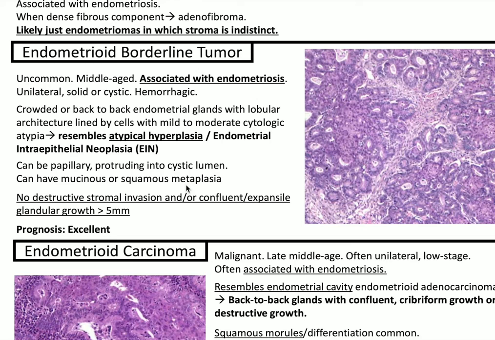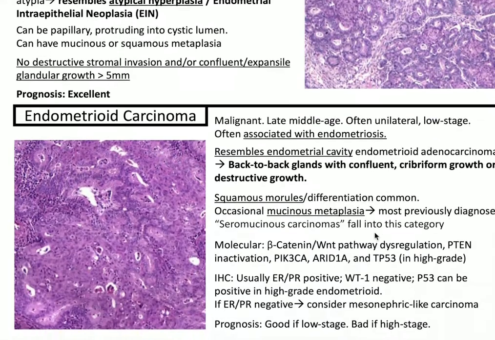Endometrioid borderline tumors. This is uncommon, seen in middle age. It's associated with endometriosis. It's usually unilateral, can be solid or cystic, or hemorrhagic. Architecturally, you'll have crowded or back-to-back endometrial glands with globular architecture lined by cells with mild to moderate cytologic atypia. It kind of resembles your endometrial intraepithelial neoplasia, your EIN. It can be papillary, protruding into cystic lumen. It can have mucinous or squamous metaplasia, but you should have no destructive stromal invasion and no confluent or expansile glandular growth greater than 5 millimeters. The prognosis is excellent.